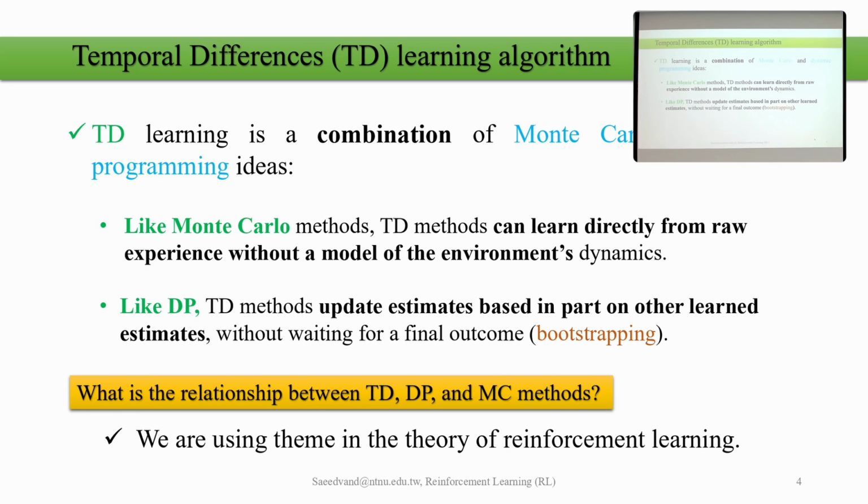But on the other hand, how does it look like dynamic programming? It looks like dynamic programming based on the part that TD methods update estimates based in part on other learned estimates, without waiting for the final outcome. If you remember, in the update rule of dynamic programming, we didn't need to wait until the end of the episode to update the policy, for example.